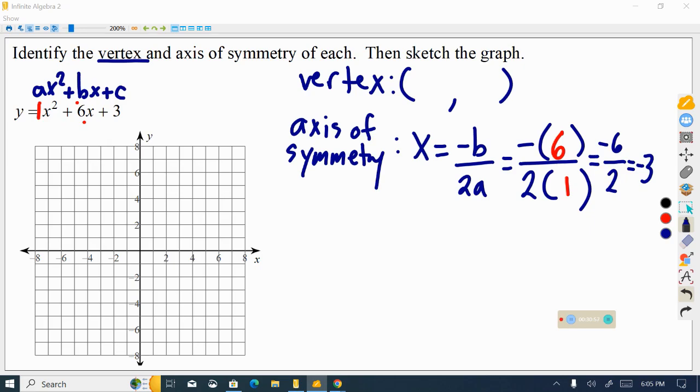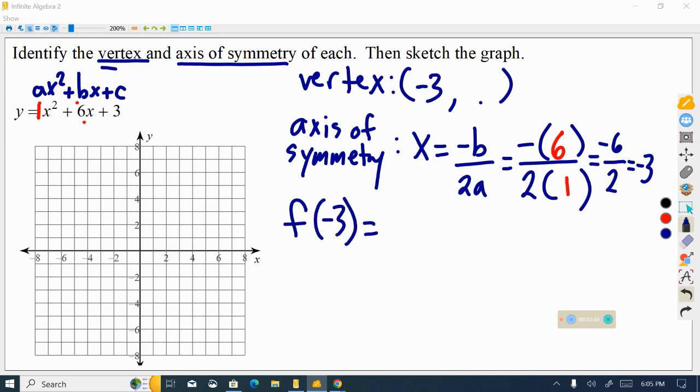So now that we have -3 right there, we know that this is also the x-coordinate of our vertex. So we have our axis of symmetry, and we got half of our vertex. We just don't know the y-coordinate. We need to get this number right here. And to get that number, we have to calculate f of -3.